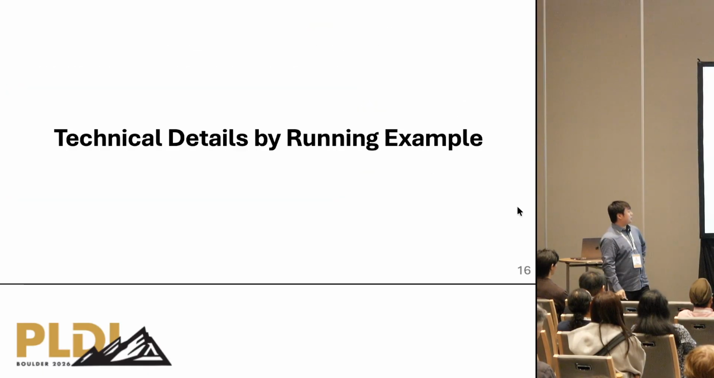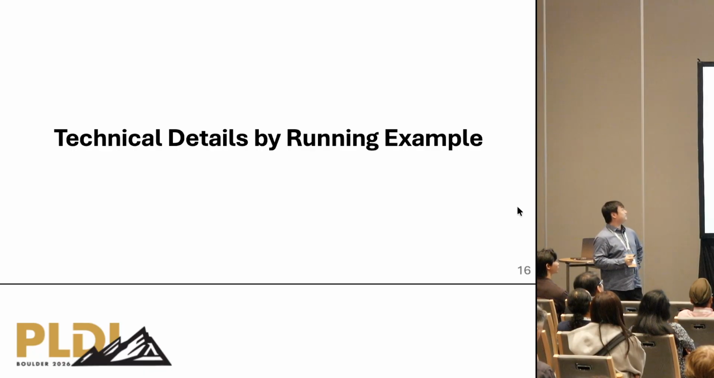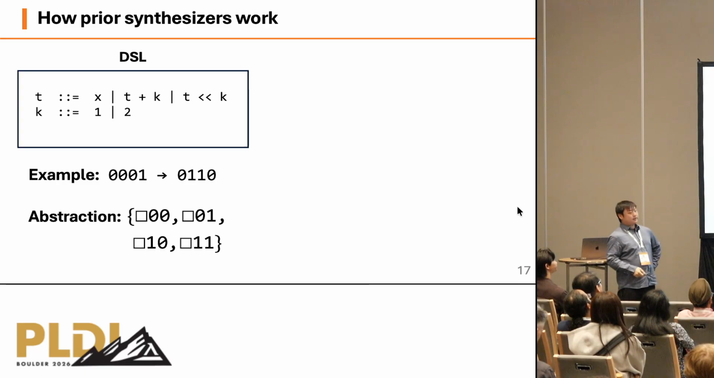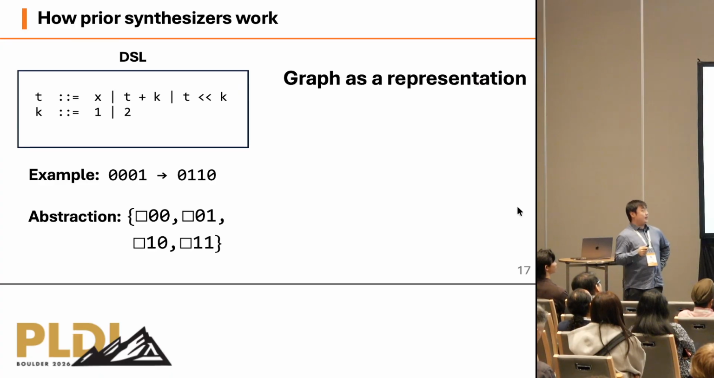Let me show you how we do this with some running examples. To understand how our framework works, let me first introduce what to do without the offline part. I'm using the same DSL and the same example here, and we're using the last 2 bits as an abstraction. If you visualize the search procedure, it can be visualized as building a graph.